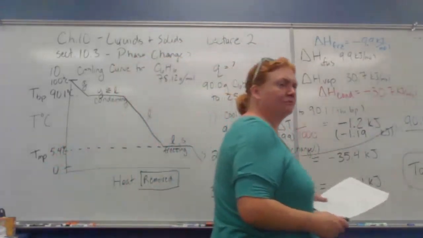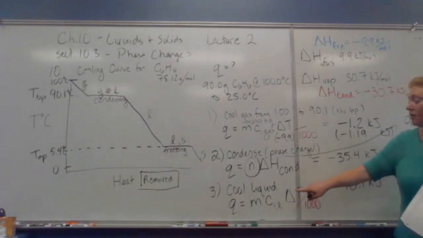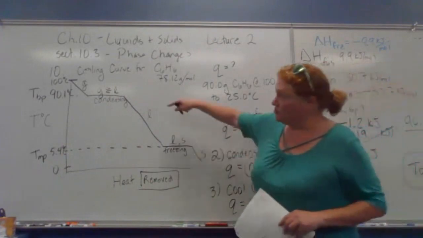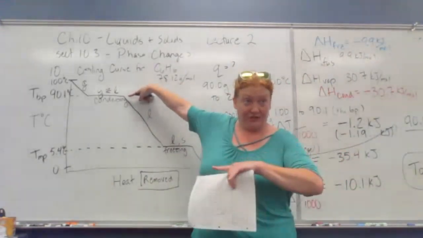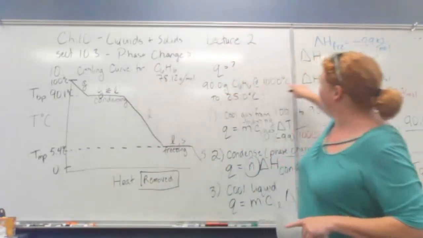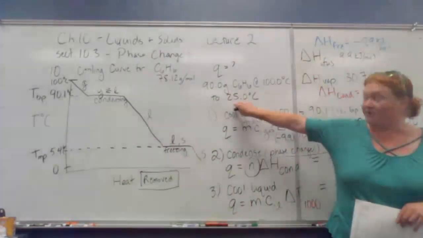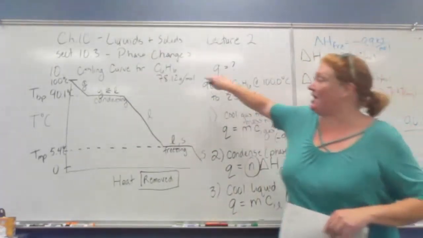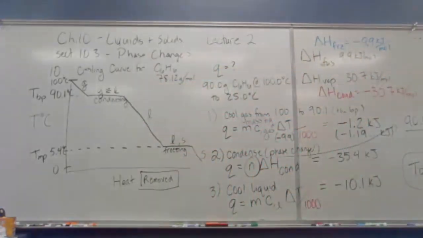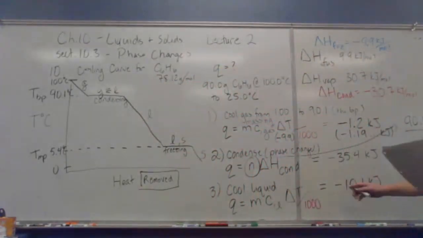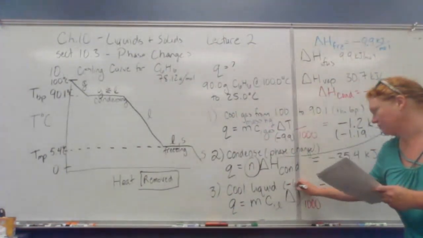What is the change in temperature for step number 2? For this one, you are starting with a liquid that's at 90.1 at the end of the phase change, and you are taking it to 25. So 25 is your final, and 90.1 is your initial. Your delta T for this third and final step should be negative 65.1.